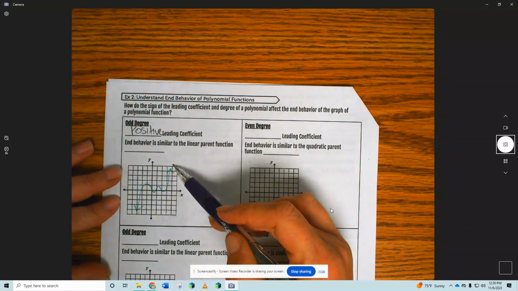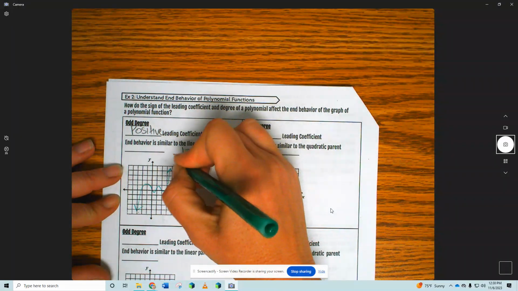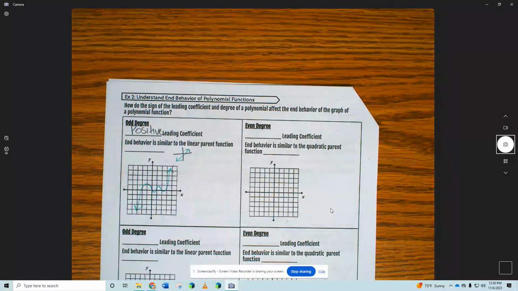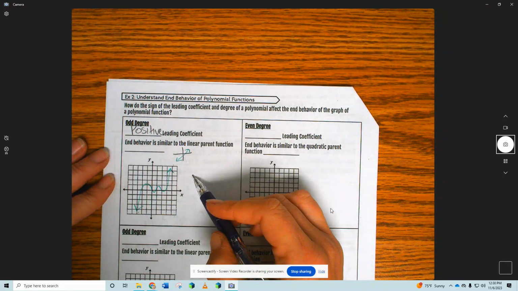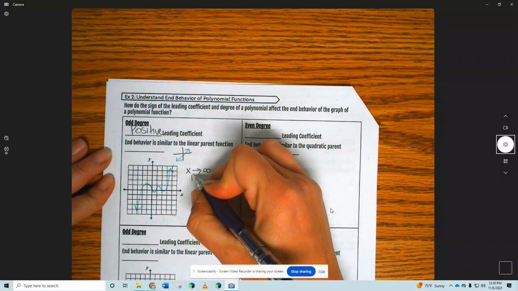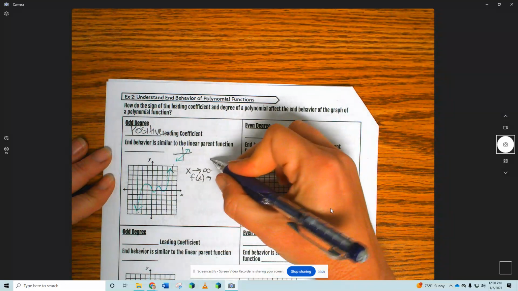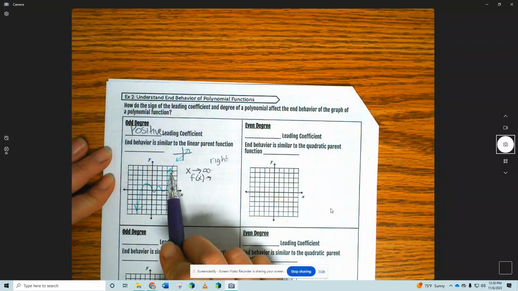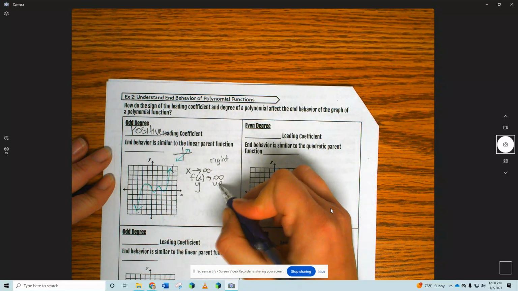So, odd degree. The end behavior is going to be the same as a line that's just going up. You can do as many curves and turns in the middle. So here we go. Odd positive. As x goes to positive infinity, f of x, if x goes to the right, and look, it is. My arrow is going to the right and it's going up. So f of x, y, is going to go up, positive infinity.